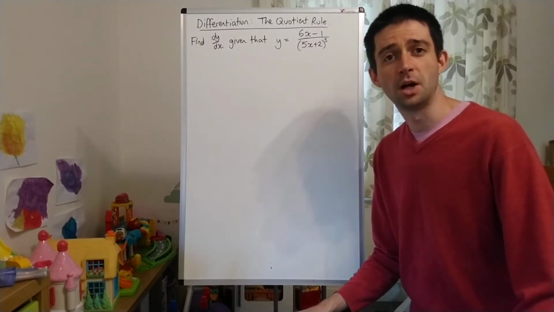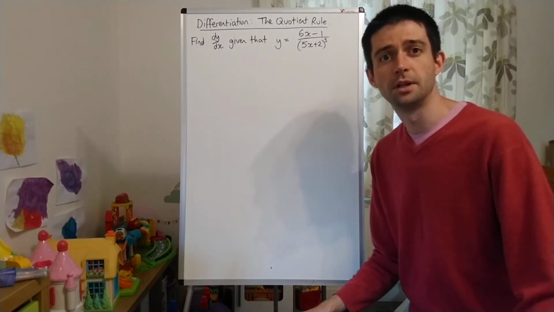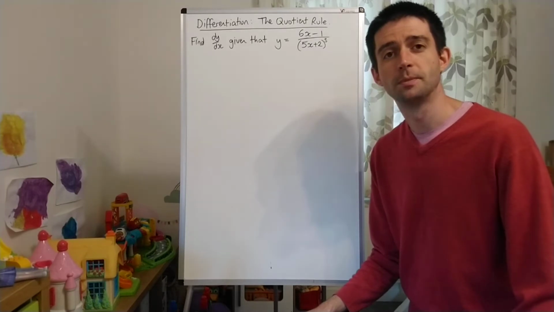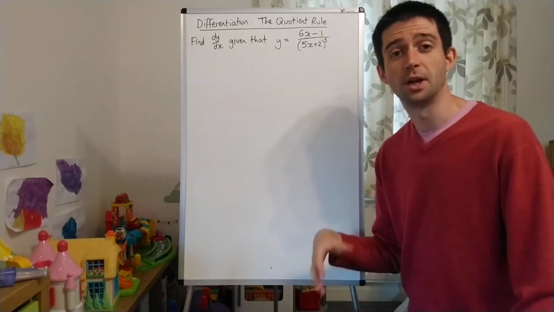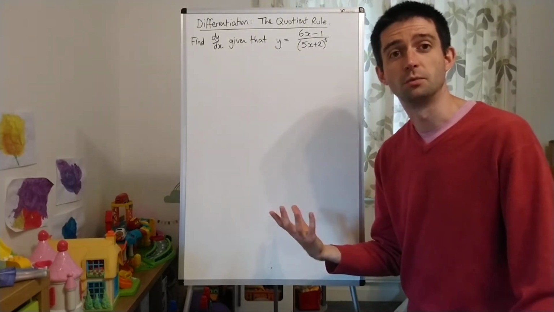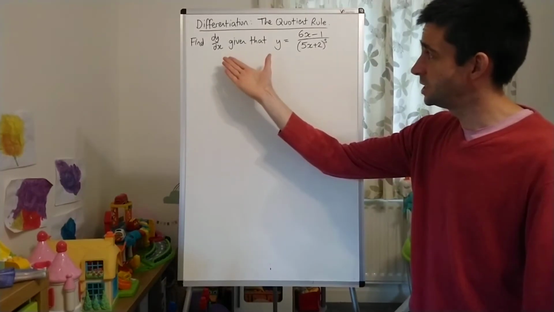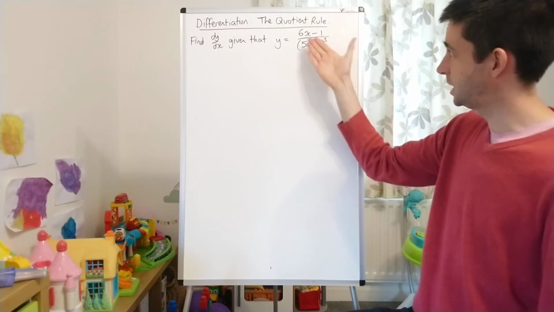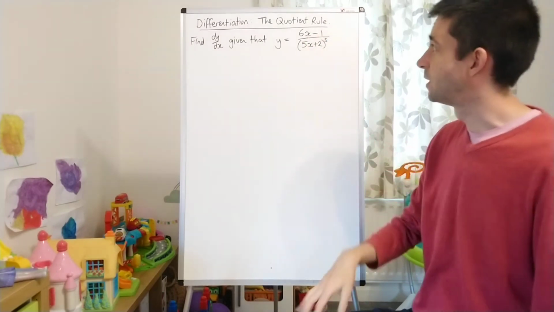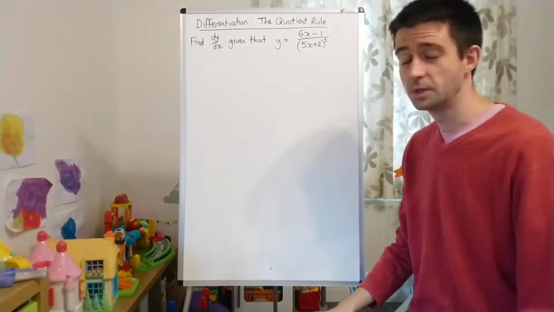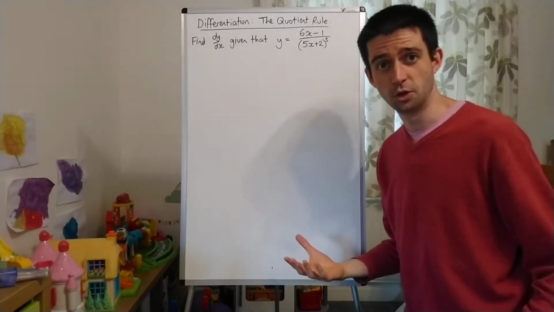This is part 2 of the video on differentiating using the quotient rule, and in this video I'll just be going through a second example of the quotient rule. Okay, so we have to find dy/dx given that y equals (6x minus 1) over (5x plus 2) all cubed, and we're going to do that using the quotient rule.